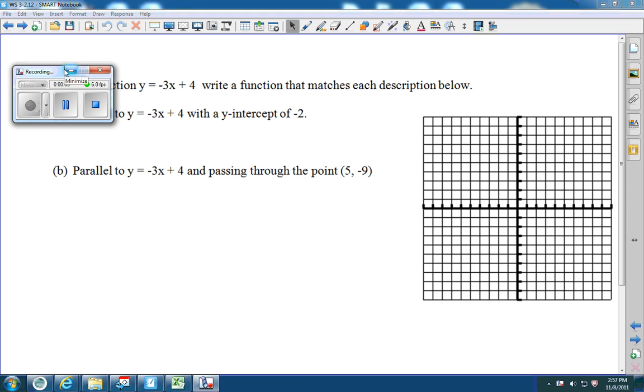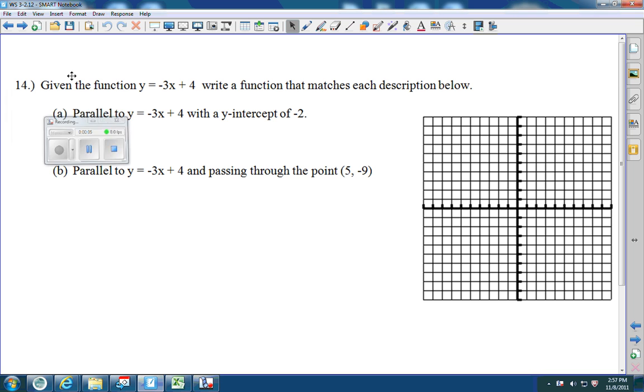These problems go along with worksheet 3-2.12. If you have the worksheet and you're just checking, that's fine. You just keep playing it. If not, you can pause the video before each problem and try and work it out, and then press play and see what the right answer is.